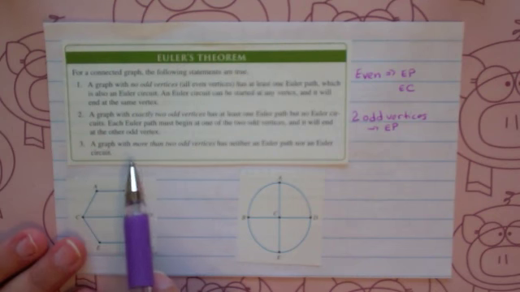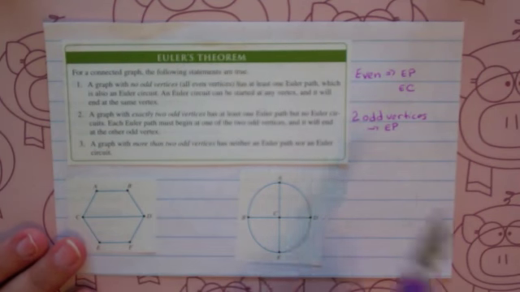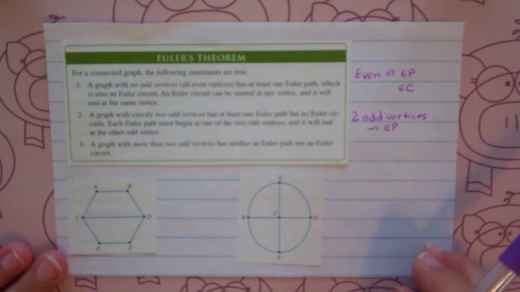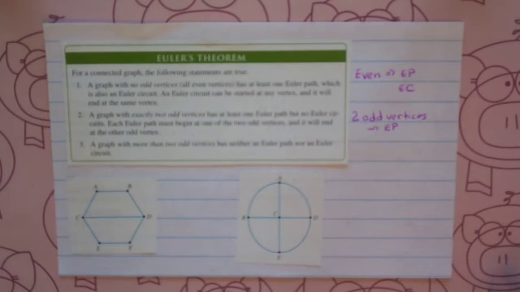If your graph has more than 2 odd vertices, you aren't going to have an Euler path nor an Euler circuit. Okay, so here are 2 pictures, and notice I'm not asking to find them. All I want to know is, do we have an Euler path, an Euler circuit, or both? In order to do this, I'm going to look at the degree of each of my vertices.